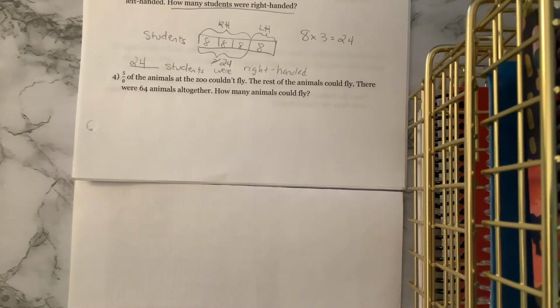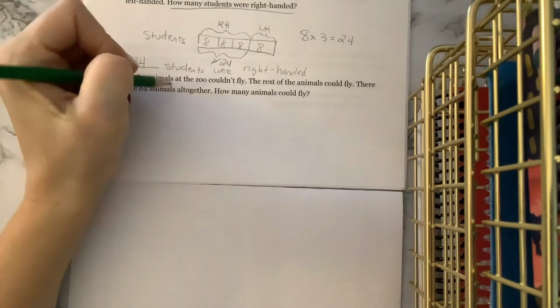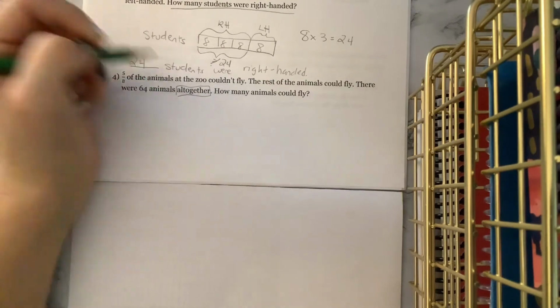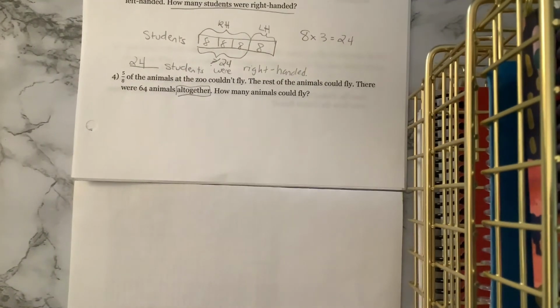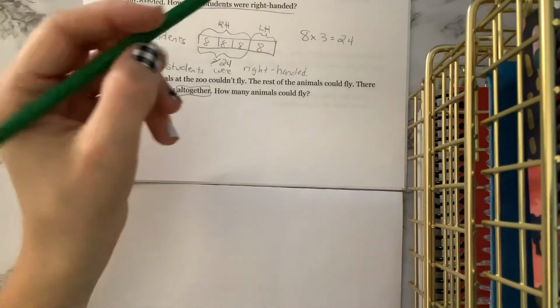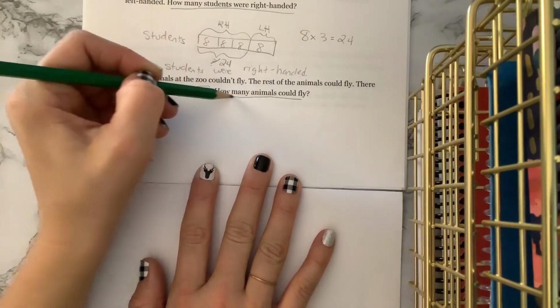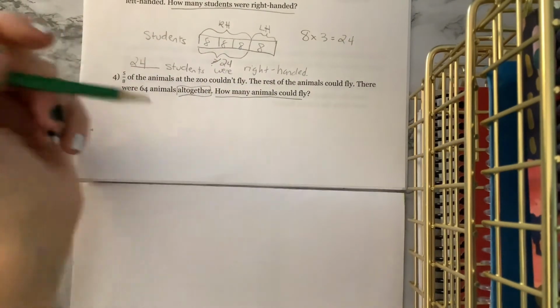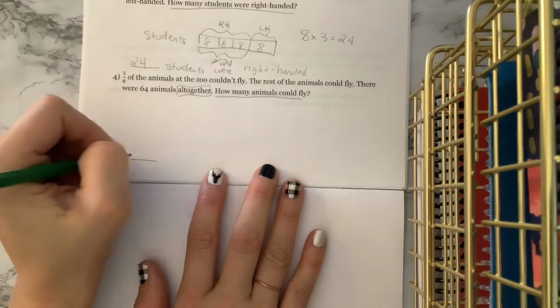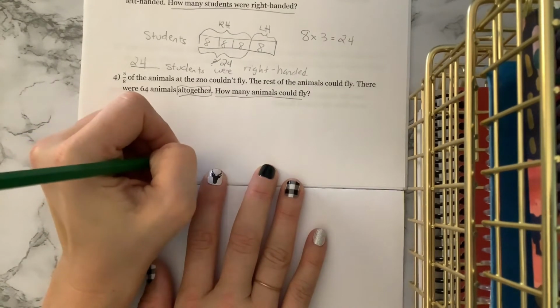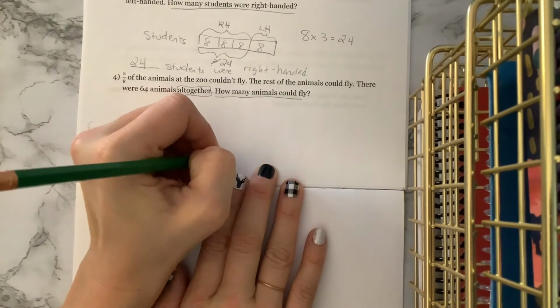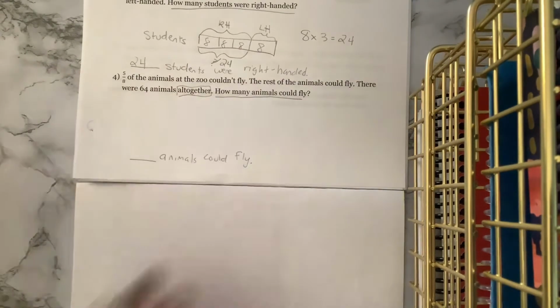5/8 of the animals at the zoo couldn't fly. The rest of the animals could fly. There were 64 animals altogether. That word altogether again, meaning total. How many animals could fly? So we underline our question and write our answer statement. Blank animals could fly.